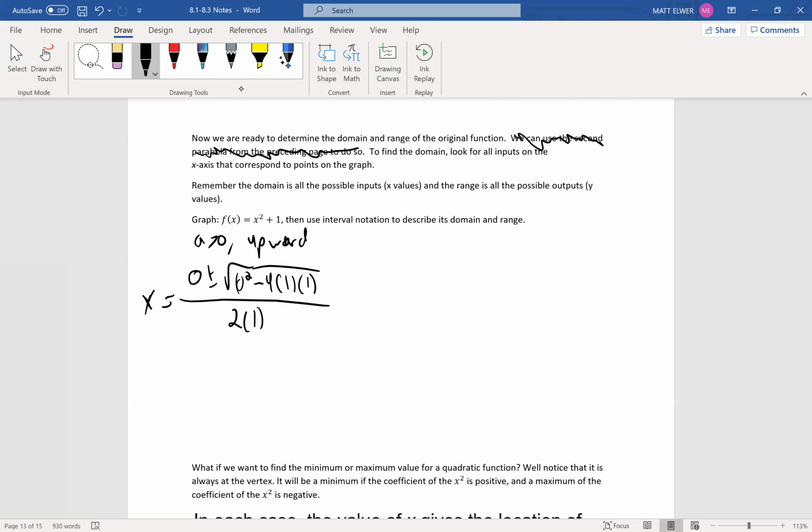If I substitute 0 in for x, we get f of 0 is equal to just 1. Or maybe I'll write it a little more explicitly: we substitute 0 in for x in x squared plus 1. That's just equal to 1. So we know it's going to cross the y-axis at 1. And then the last thing we need to do is find out the vertex.